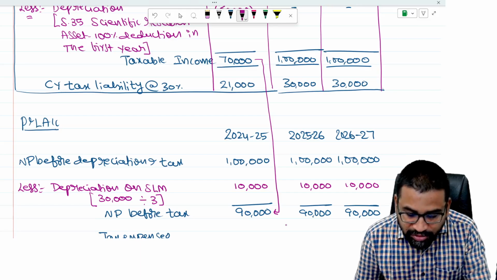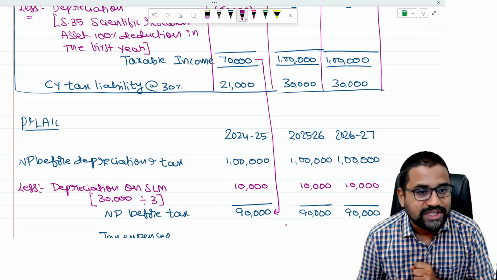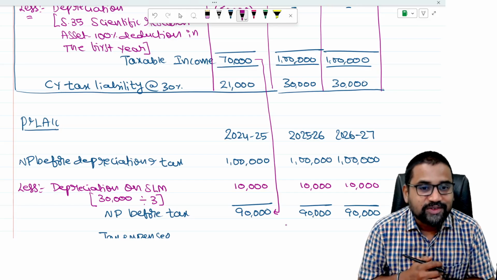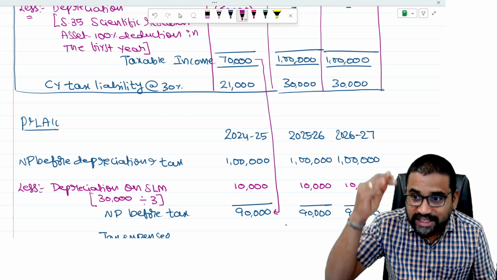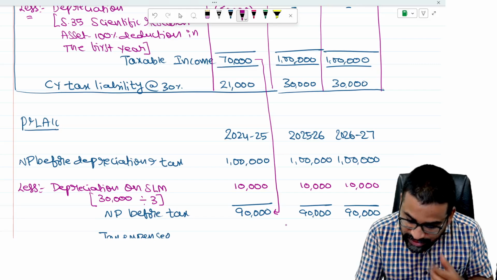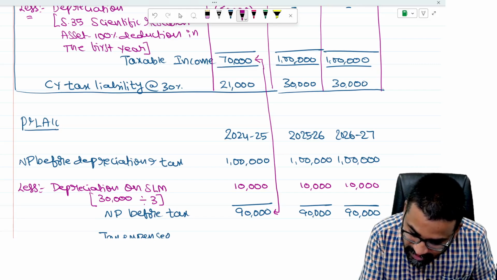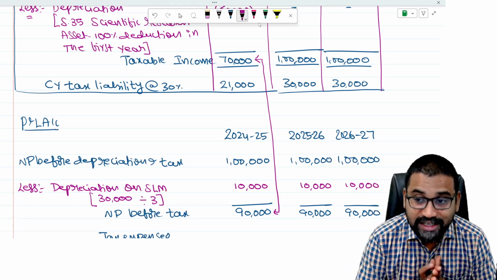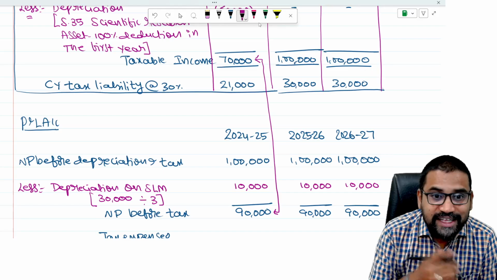In P&L account you are taking taxable income 70,000. Sorry, in P&L account you are taking 90,000. But as far as the tax is concerned, you are taking only 70,000. So there is a difference of how much? 20,000. Now understand. Sir, this 20,000 difference, why did it come?